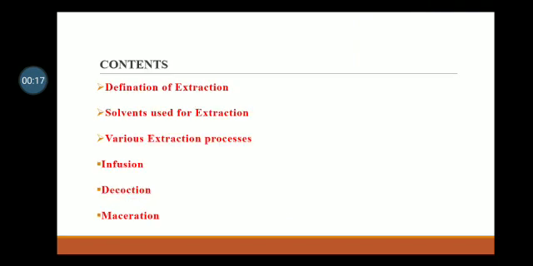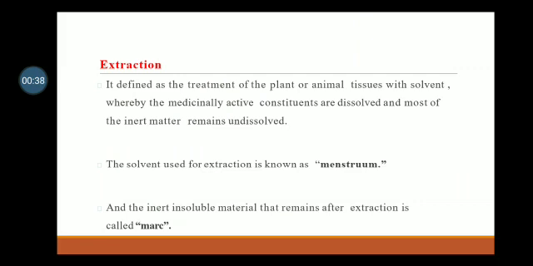First of all, contents of my presentation: definition of extraction, solvents used for extraction, then various extraction processes. In that, infusion, decoction, and maceration we will study in this particular lecture. First of all, definition of extraction.